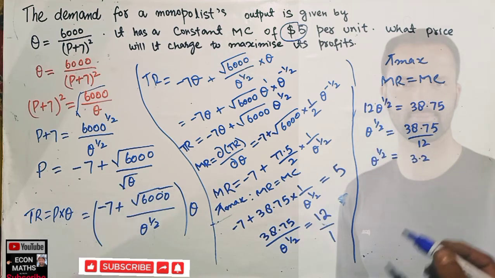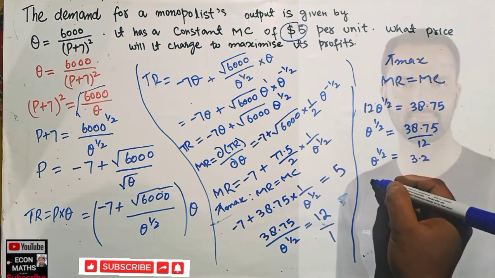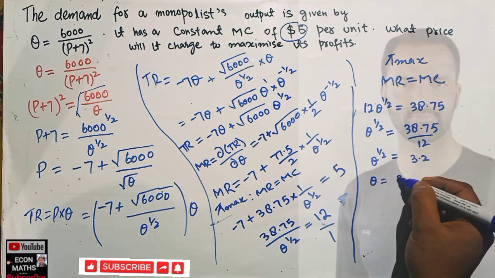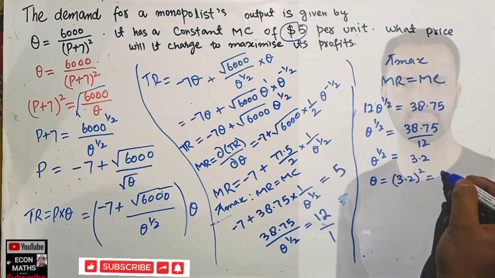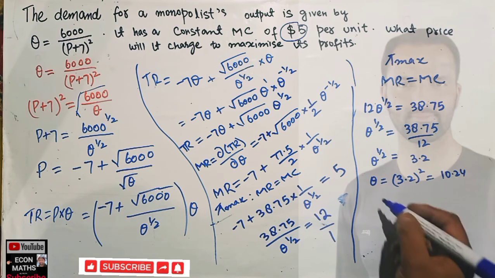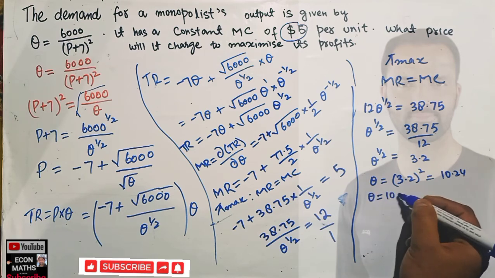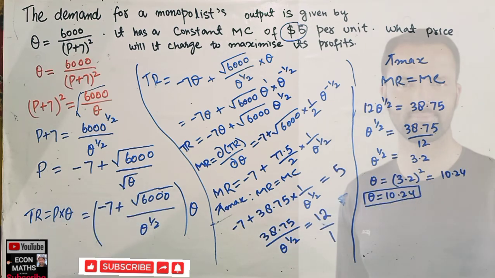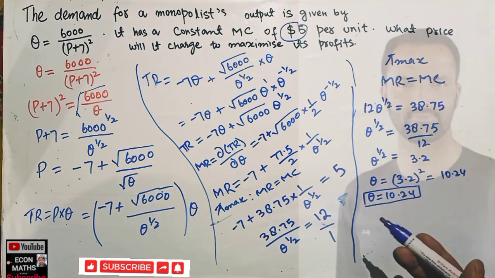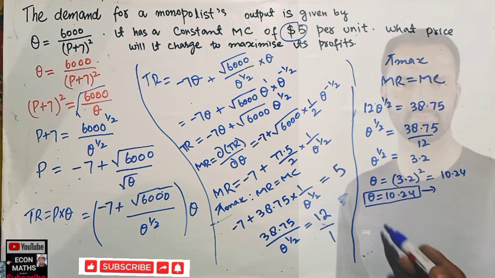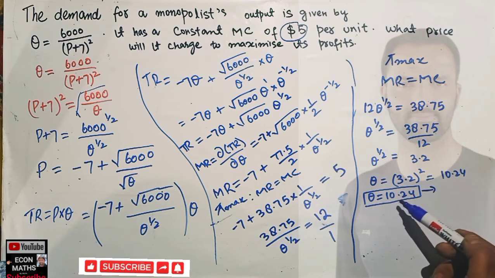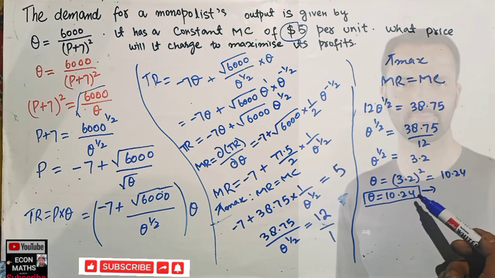If we transpose this exponent, it will get reciprocated. So q is equal to 3.2 squared, and this comes out to be 10.24. That means q is equal to 10.24. That is our equilibrium quantity or profit maximizing quantity. But we need to find out the profit maximizing price. So we just need to plug this very value of q is equal to 10.24 in our inverse demand function.